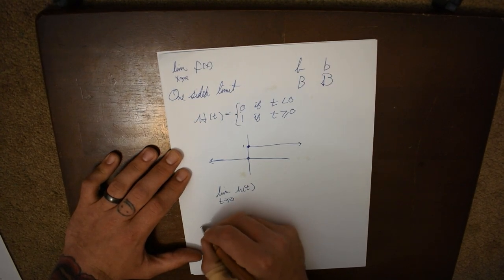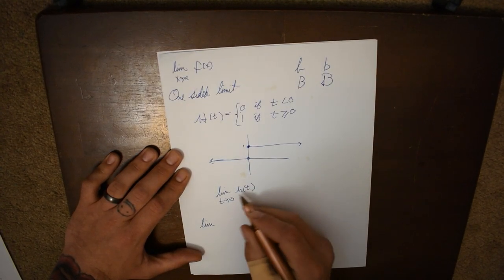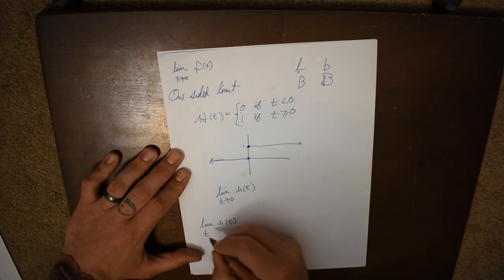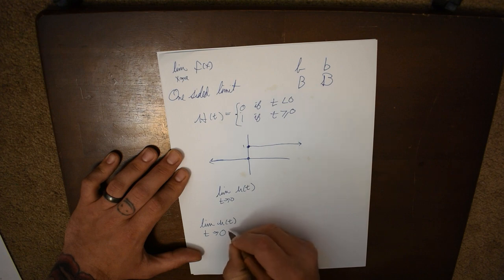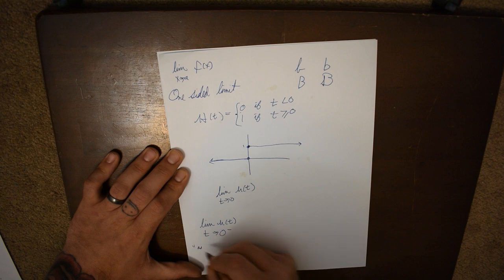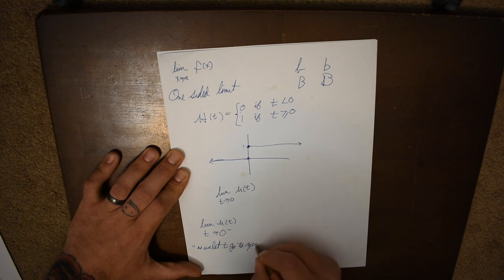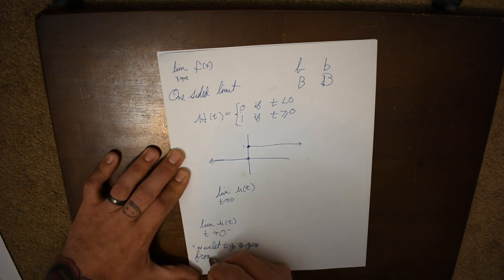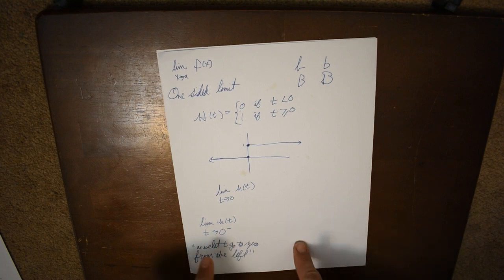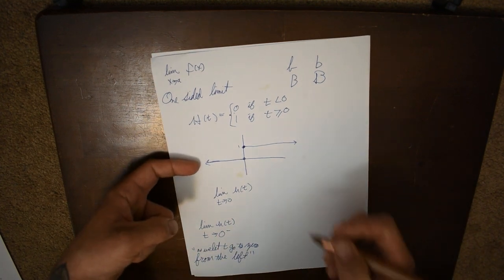We can say, well, what's the limit? What is the pattern in the y values of h of t as we let t go to 0 from the left? That's what that little minus sign means. So, from the left. Okay, here's the left-hand side of our paper.